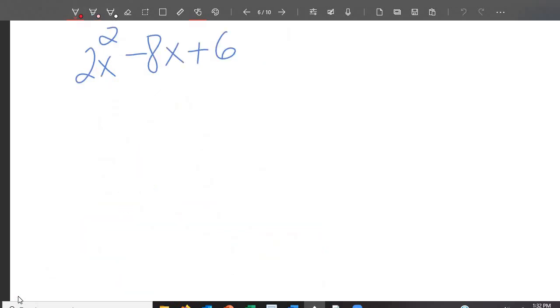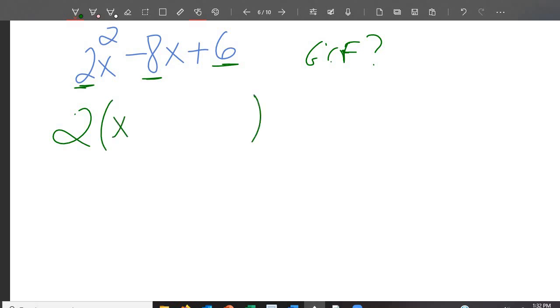All right, let's check this one. Let's check for GCF. So can I divide all of those coefficients by the same number? And the answer is yes. The 2, the 8, and the 6 are all divisible by 2. Factor out the 2, and we're left with this.